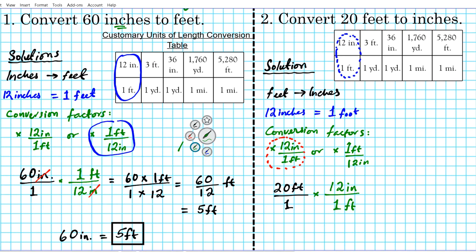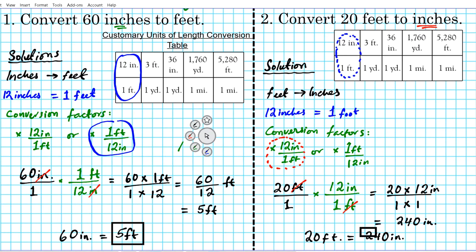In order to know that you did it correctly, the units should cross cancel and you should be left with the desired units, which is inches. So check this out. Feet cancel, cancel. Beautiful. We're left with just inches. Multiply across. We have 20 times 12 inches over 1 times 1. If you simplify that, you're going to have 240 inches. Let's write down our final statement. 20 feet is equal to 240 inches. There goes the answer to question number 2.